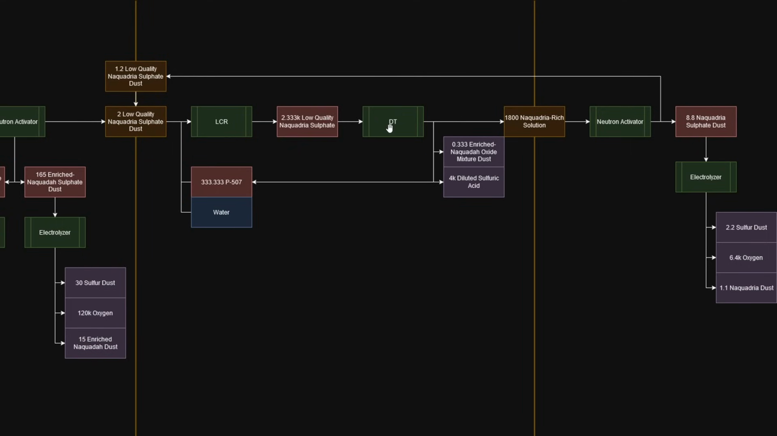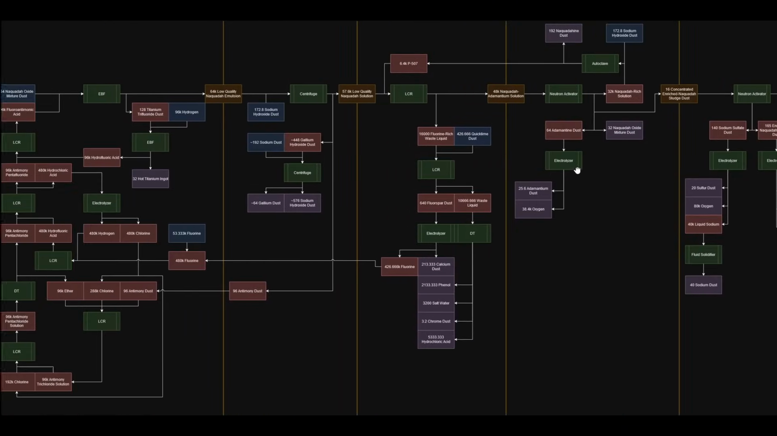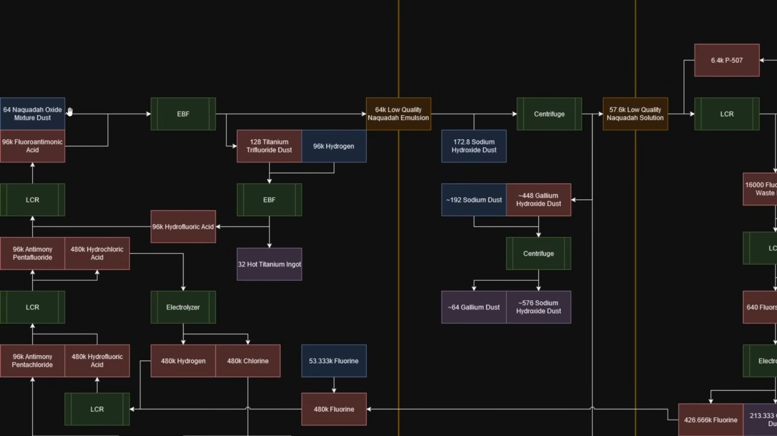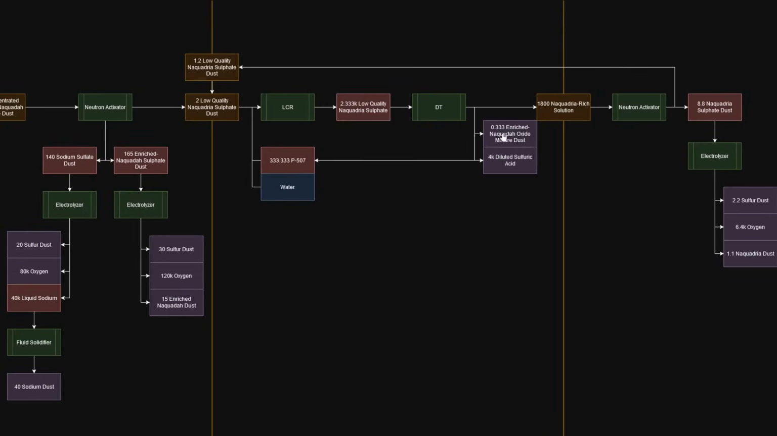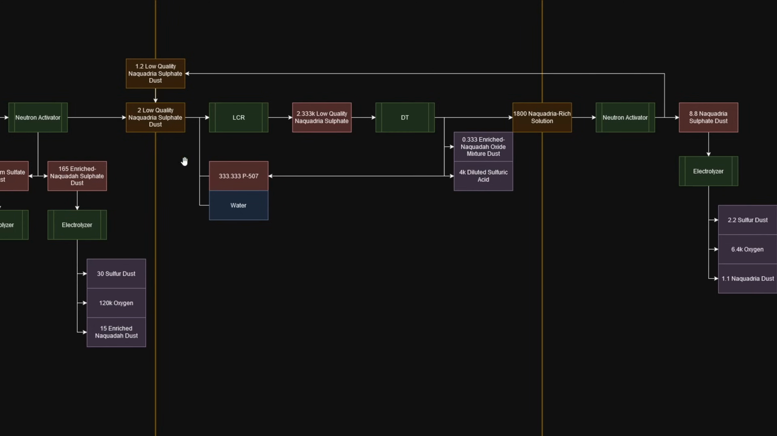And before, at the DT, you also get some enriched Naquadah oxide mixture dust. That's not the same as what we started with. We started with Naquadah oxide mixture dust, but this is enriched Naquadah oxide mixture dust. I have a lot of this as well, and I do need to process it. But I think for today, I'm just going to do these two steps and then call it.